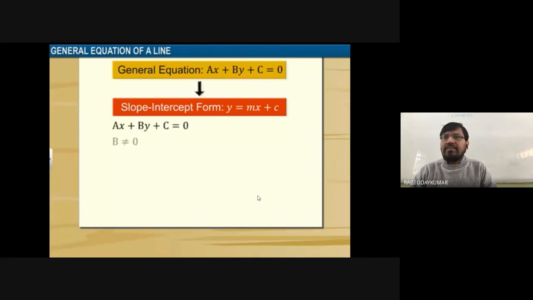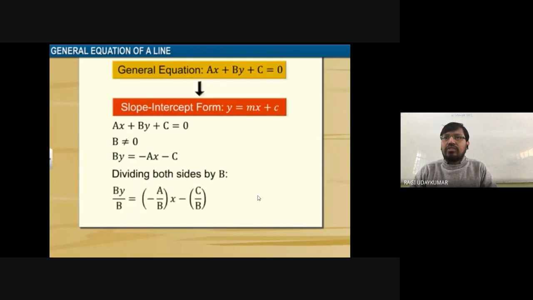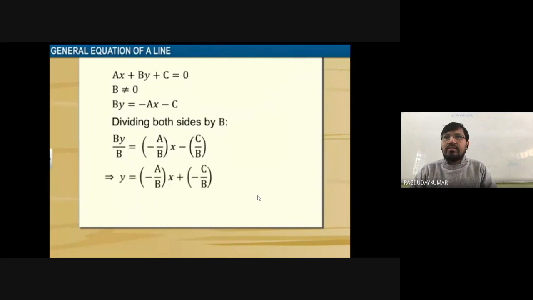So very simple. We need y is equal to mx plus c. So we need b not equal to 0. Only the y term, the y coefficient, should be on the left hand side. Remaining terms send to the right side. Dividing both sides by b, we are going to get y is equal to minus a by b into x plus minus c by b.